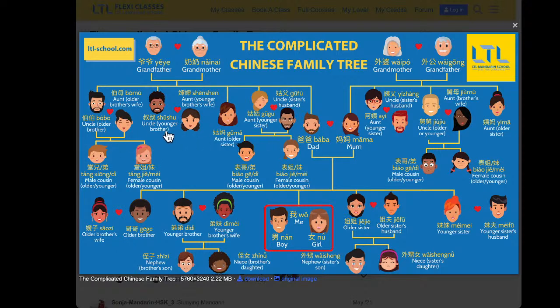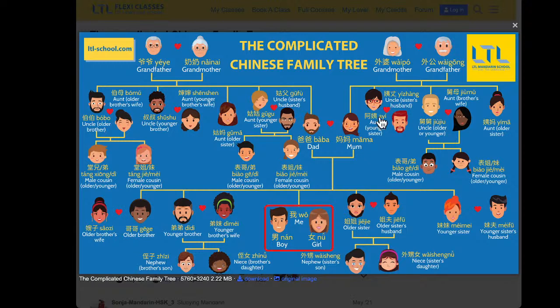So your father's younger brothers are called shushu, and their older brothers are called bobo. And then here's your mother's side: younger sister is called ayi, and older sister is called yima, and any of your mother's brothers are called jiujiu.